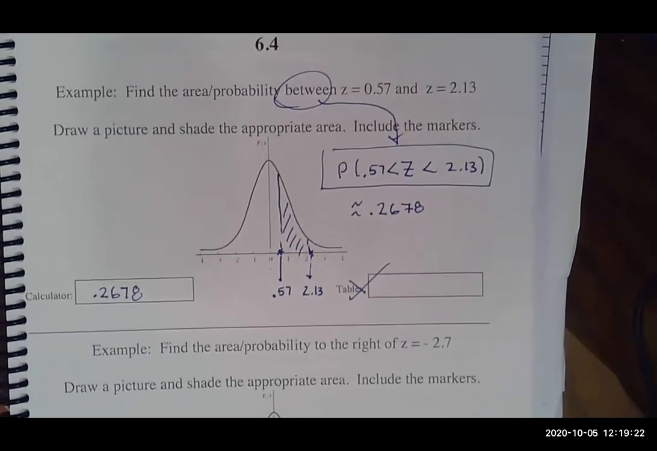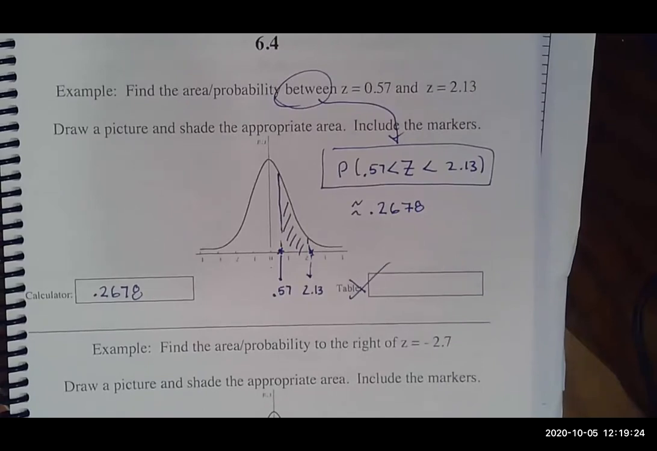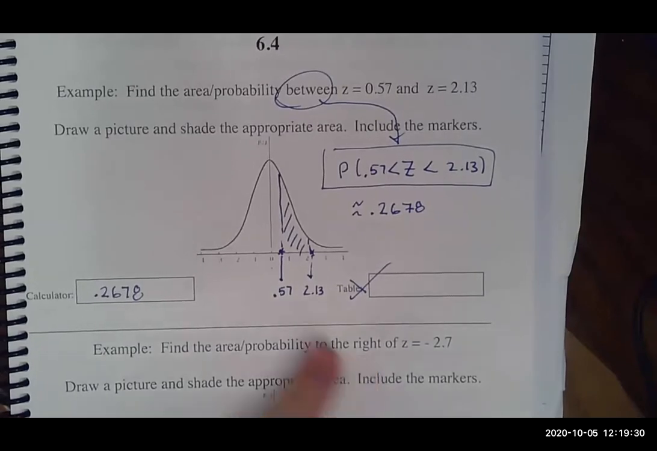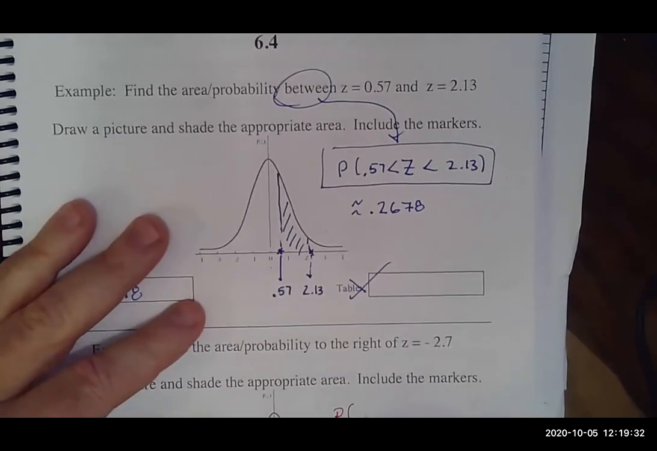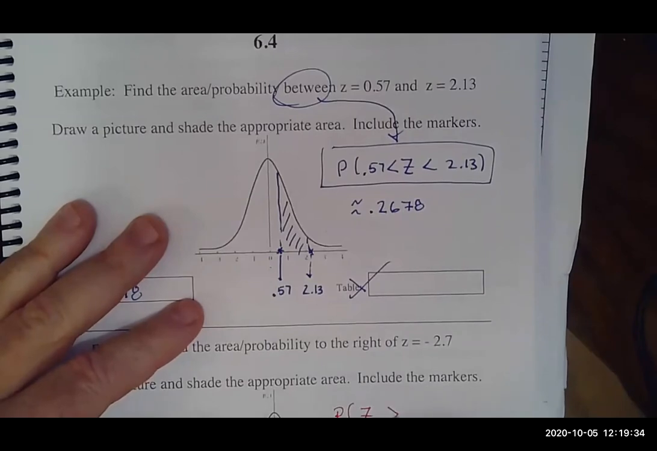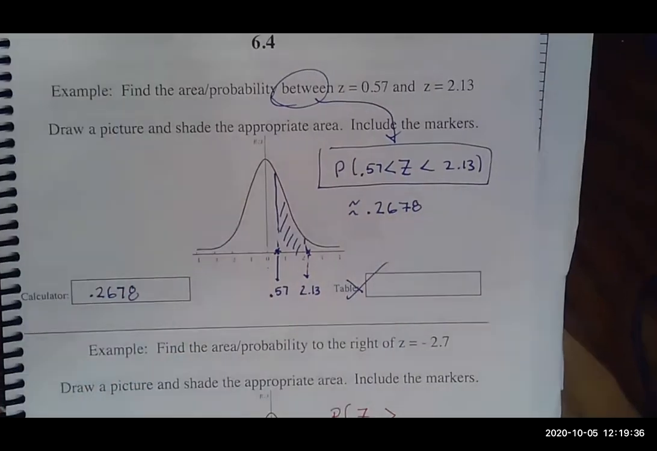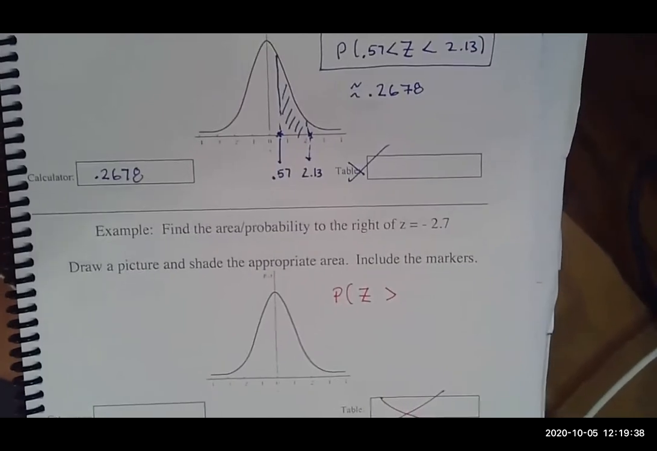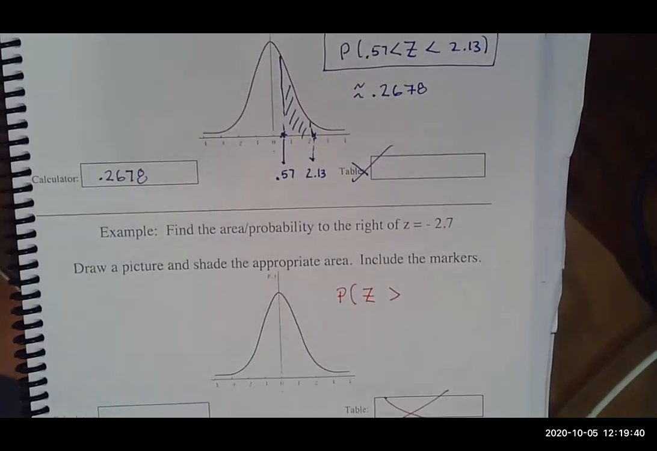So this one I didn't do. Might as well go ahead and do it now. No table, I want to do the right. So you go probability that the z-score is to the right. We'd say no equal sign. It doesn't matter for the answer, but just no equal sign.